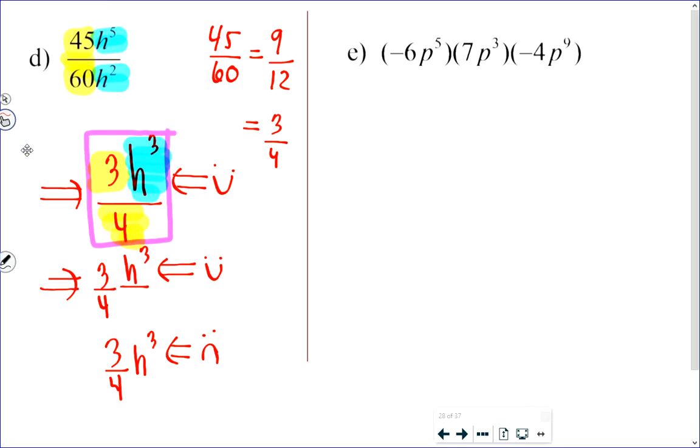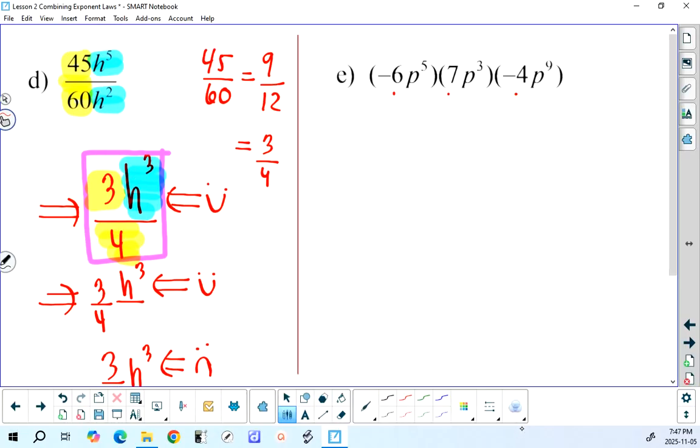Let's take a look at E. Well, we're going to multiply the coefficients. You're going to multiply -6 times 7 times -4, and I don't have an issue with you using a calculator to do so. What are we going to get? 7 times 6 is 42, times 4 is 168. Don't mind me, I'm just thinking out loud. I believe it's going to be 168, but of course we can check it on a calculator.